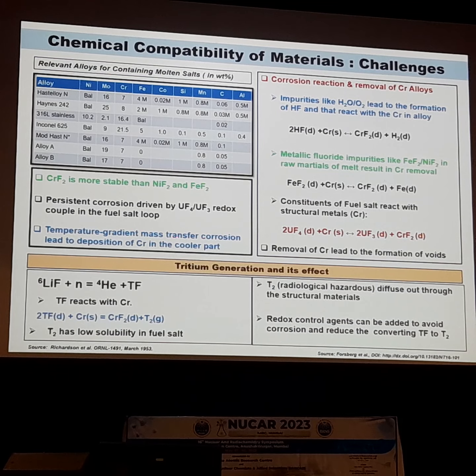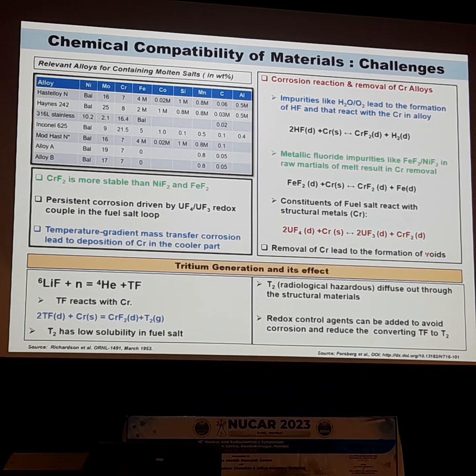Another is temperature gradient mass transfer corrosion, which happens due to the solubility difference at higher temperature and lower temperature. So at higher temperature, chromium will be more soluble. When it goes to the lower temperature part, it will deposit. So that is called temperature gradient mass transfer corrosion. So removal of this chromium will lead to the formation of voids and embrittlement in the alloy, and so the integrity of the alloy is lost.